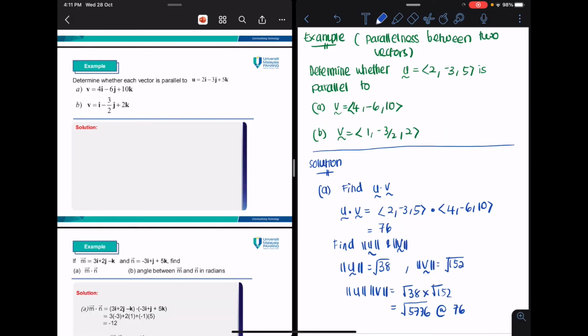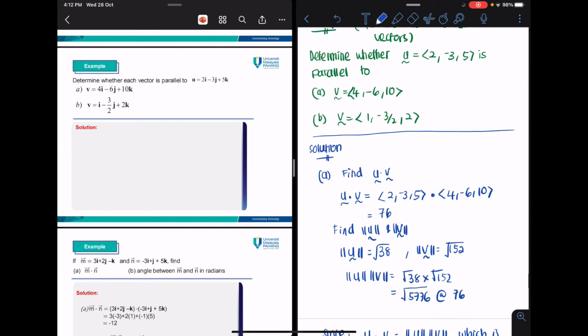Now let's take a look at this example, where this example asks us to determine whether vector U is parallel or not to vector V for question A, where vector V is equal to 4i minus 6j plus 10k. At the same time, the question also asks us to test whether vector U is parallel or not to vector V for question B, which is i minus 3 over 2 j plus 2k. So right now, what should we do?